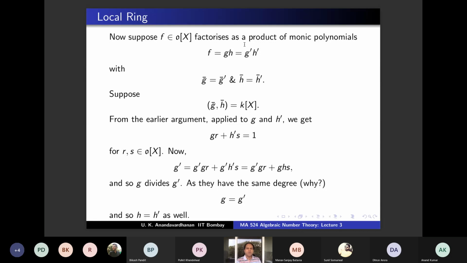So what you are getting is some kind of uniqueness. So what is the actual statement? If F can be written as a product of two monic polynomials in two different ways, with G and G prime having the same reduction, H and H prime having the same reduction, and G bar H bar coprime, then G equal to G prime, H equal to H prime. Okay, so we have done two small lemmas. The first one is under coprimality of G bar and H bar, you can lift it and you will get G and H generating OX.